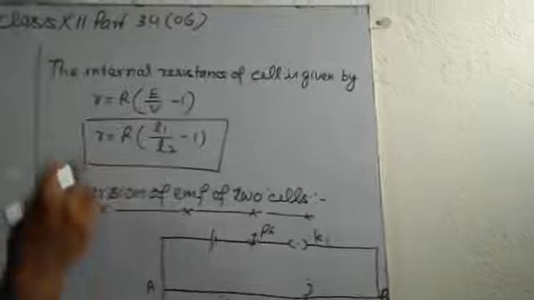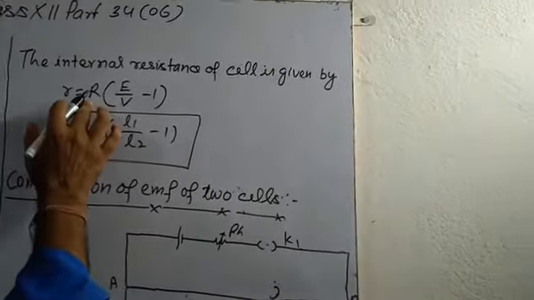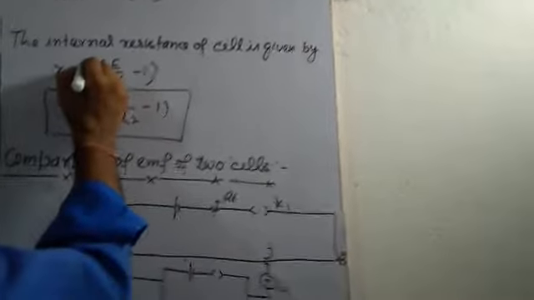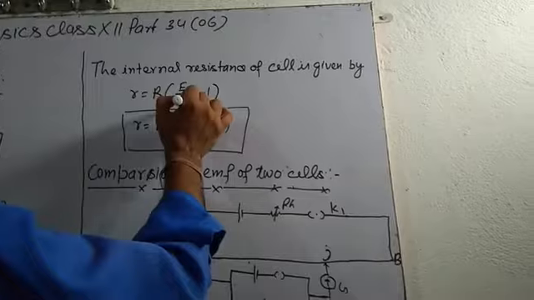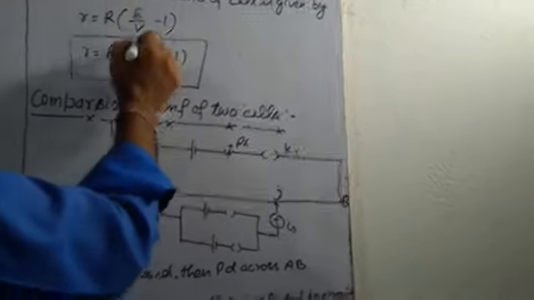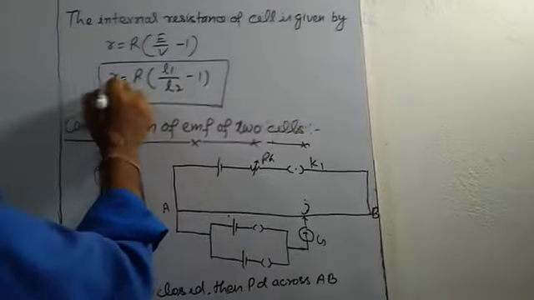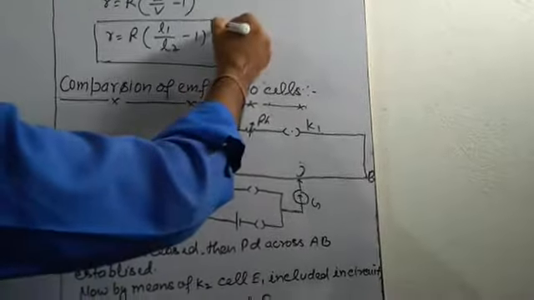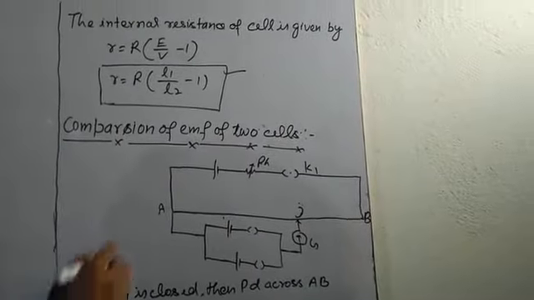L1 upon L2. The internal resistance of the cell is given by r equal to capital R times (E by V minus 1). Put the value of E upon V as L1 by L2 minus 1. Therefore, internal resistance small r equals capital R times (L1 by L2 minus 1).